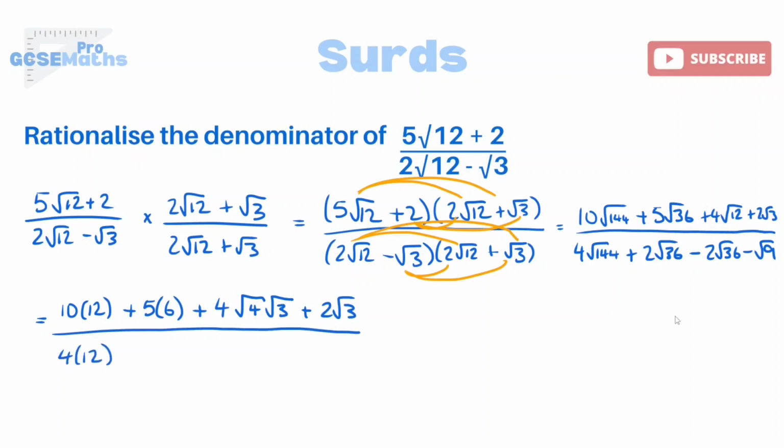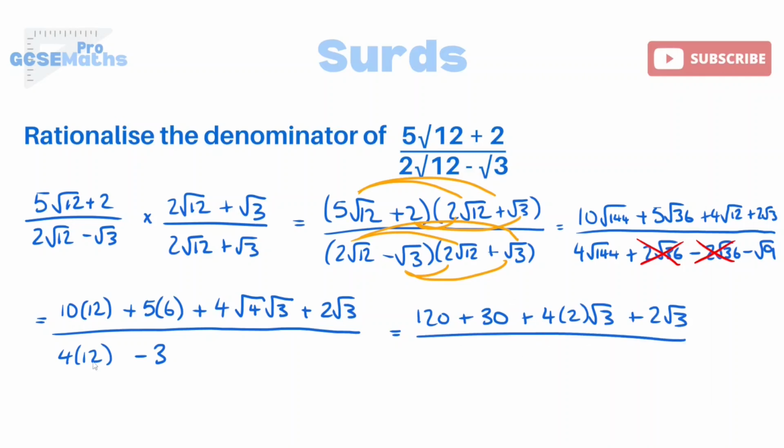Okay, so the two middle numbers, as always, should cancel out, and you can see that they do. We've got plus 2 root 36 minus 2 root 36. That is 0. And finally, we have minus the square root of 9, which is minus 3. 10 times 12 is 120, plus 5 times 6 is 30, plus 4, and then we can square root this 4, can't we? So 4 times 2 root 3, plus 2 root 3. Over 4 times 12 is 48, minus 3 is 45.